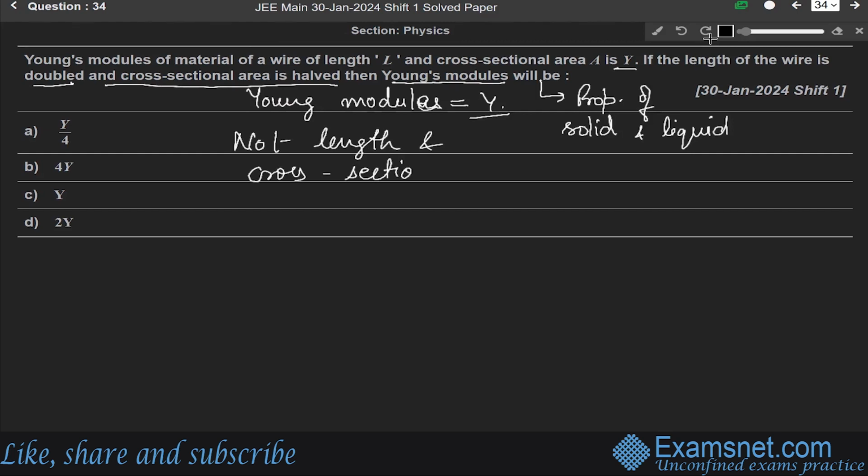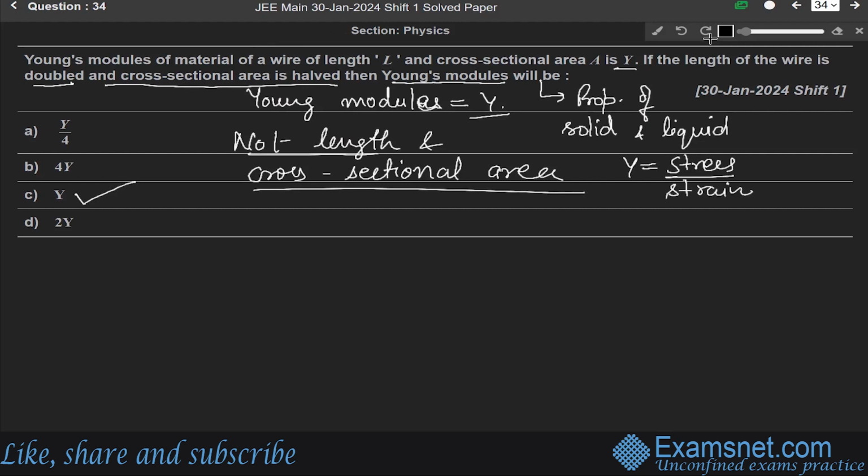Young's modulus is a material property. It does not depend upon the length or the cross-sectional area, so the Young's modulus will remain the same. So the correct answer is option C, Y. Since Y is equal to stress over strain, it does not depend on the length or on the cross-sectional area, since it is a material property. So it will remain the same. So the correct answer is option C.